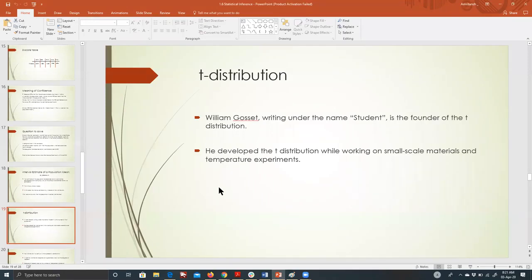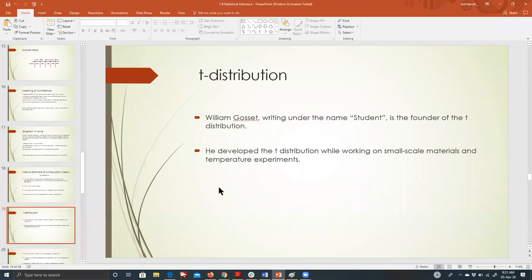So the t distribution: William Gosset, writing under the name of Student, is basically the founder of the t distribution. He developed it while working on small scale materials and temperature experiments. He was trying to associate everyone's melting point and boiling point by taking just a very small sample. Now the problem is that when he was doing all this work, the boiling point or the melting point for all the materials were not known.